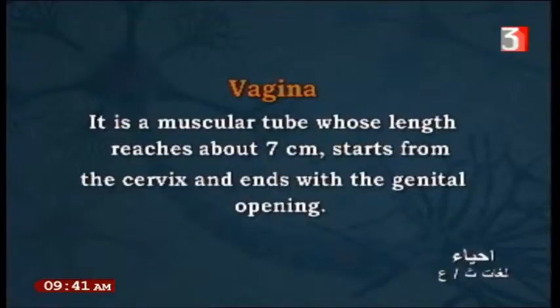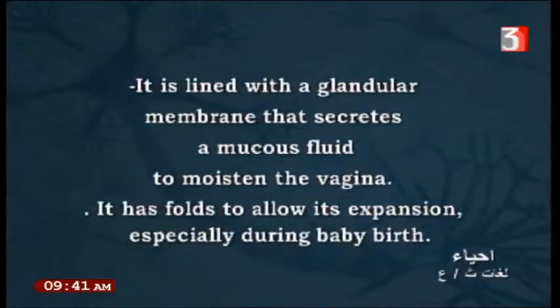What is the vagina? A muscular tube. This is a muscular tube whose length is about 7 centimeters. It starts from the cervix and ends with the genital opening. Through the vagina, the baby can go out of the body by contraction and relaxation. Also, the vagina, like the uterus, is lined with glandular membranes. These glandular membranes secrete a mucus fluid to moisten the vagina, and it also has folds to allow expansion, especially during childbirth.